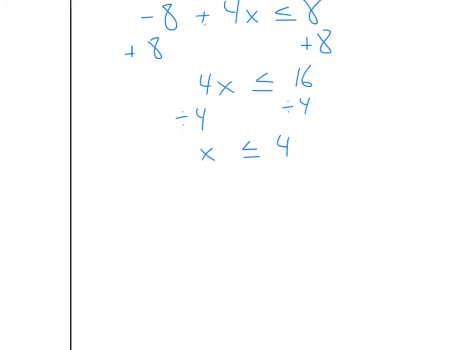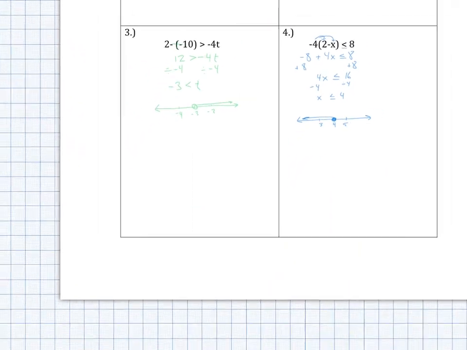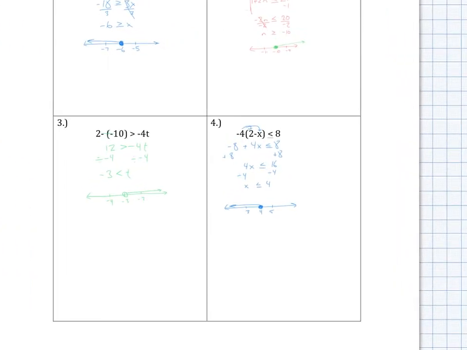And now we're going to plot that. We need a closed dot because it's less than or equal to, so we're including 4. 5 this way, 3 that way. X is less than or equal to 4, so that would go toward 3 and all the numbers that are less than 4. Okay, let's go on to number 5.